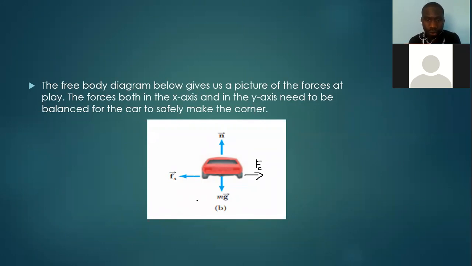And if the centripetal force is equal to the friction force, this is the static friction force, then we will have no motion in the x-axis, but of course we'll have our centripetal acceleration because our centripetal force acceleration is in that path, but of course we'll have no motion in the x-axis.